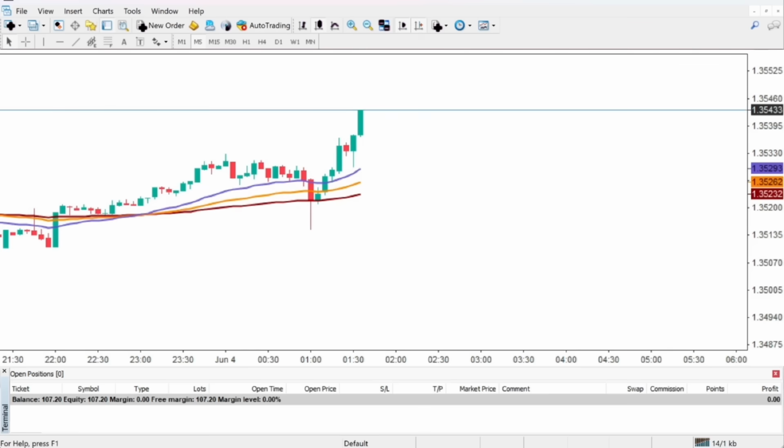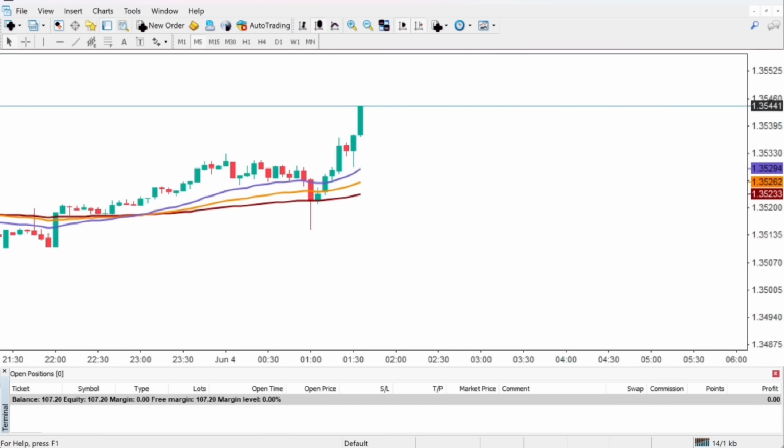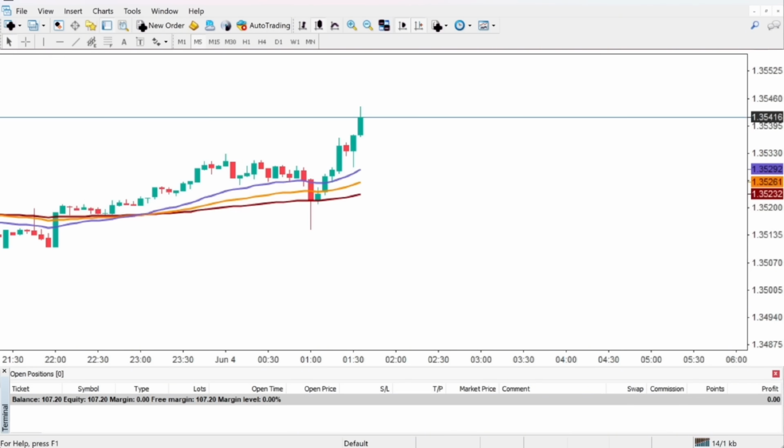And boom, TP hit clean. No drama, no fake outs, just a straight push into profit. Balance jumps to $107.20. That's 2 wins back to back. And you can probably hear it in my voice. The confidence is creeping back in. Feels like the strategy just stood up, dusted itself off, and said, hey, I'm not done yet.